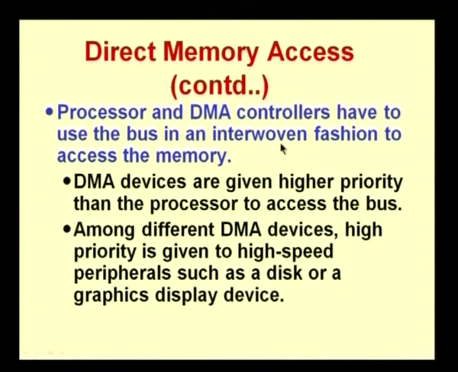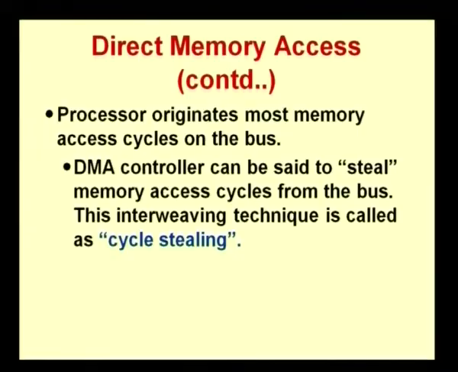That is, normally it is the processor which will have control of the bus, and when the DMA wants to access the bus, it puts out a request to the processor called a DMA request, and the processor will release the bus for a short duration, for let us say 1 cycle or whatever, during which the DMA controller can access the bus. This is one way in which it is done. In this case, the DMA controller is said to steal the memory access cycles from the bus. So, we call this interweaving technique as cycle stealing.